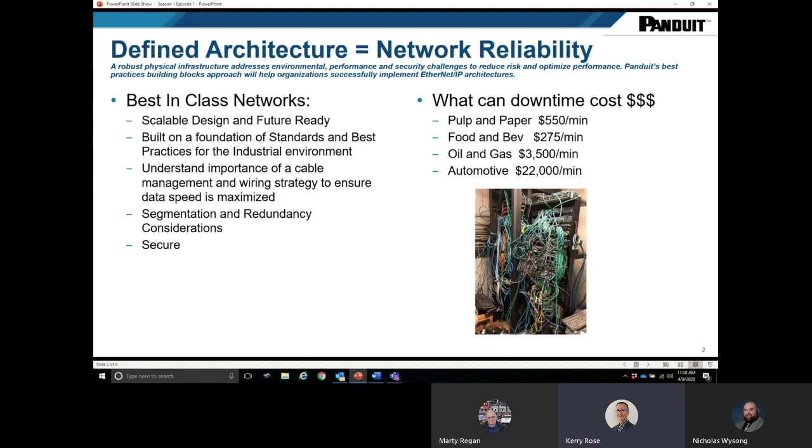So best-in-class networks also need to consider and are capable of supporting logical segmentation and redundancy and resiliency protocols. And last, they enhance the defense in depth protocols and procedures. The physical layer infrastructure is part of a secure infrastructure. So Nick is now going to discuss basic architecture.